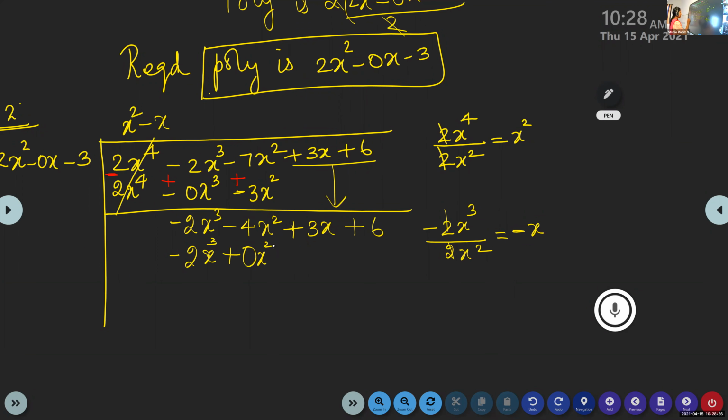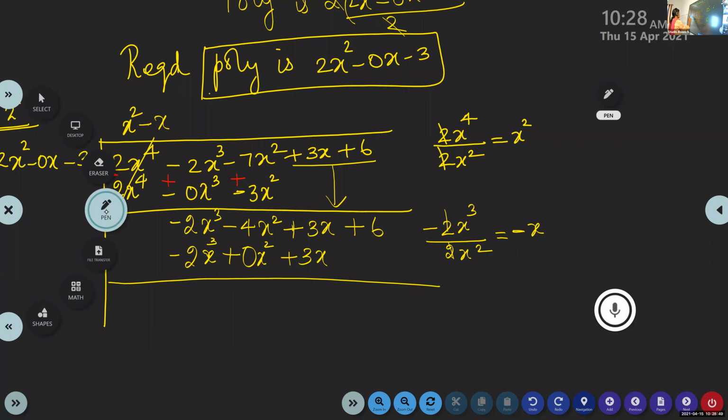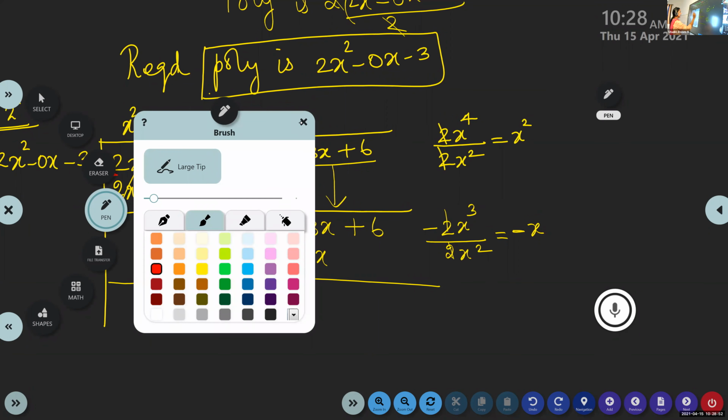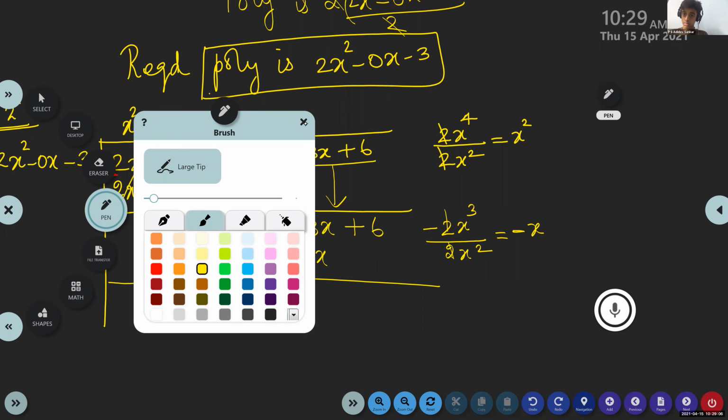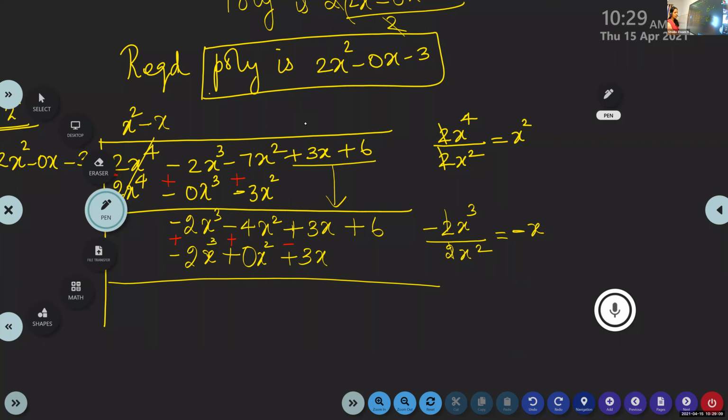Plus 0x square. Then negative into negative, it will become cube plus positive, plus positive 3x. So next step, can you subtract and give the answer, Adidev? Wait, wait. Can you subtract and give the answer, Adidev? Yes, ma'am. What is the answer, Adidev?